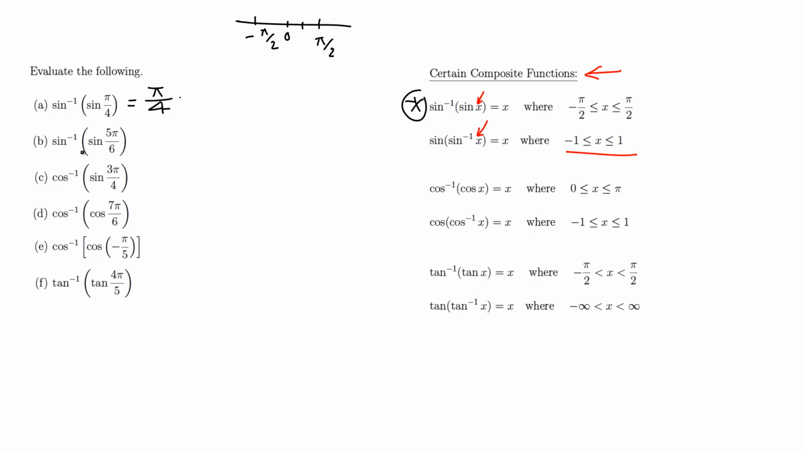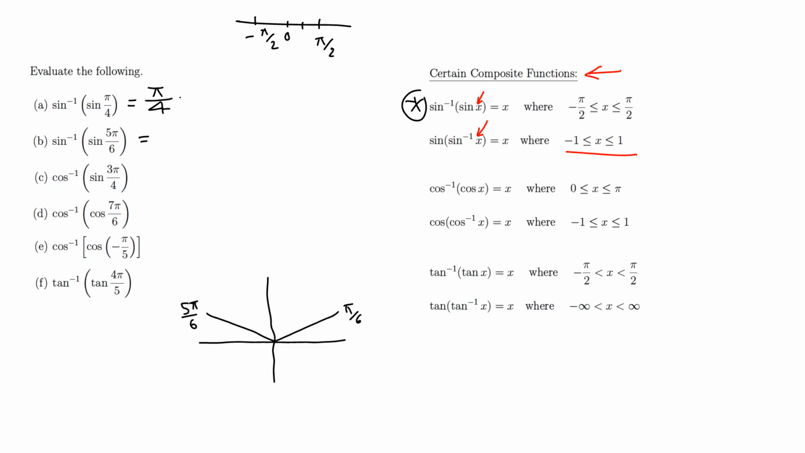Next, sine inverse of sine 5 pi over 6 is about the same, but unfortunately 5 pi over 6 is bigger than half pi, so it will be outside. So this is not simply 5 pi over 6. Now we need to go look at the unit circle and find the equivalent value: sine 5 pi over 6 equals sine of some angle which is in between negative pi over 2 to pi over 2.